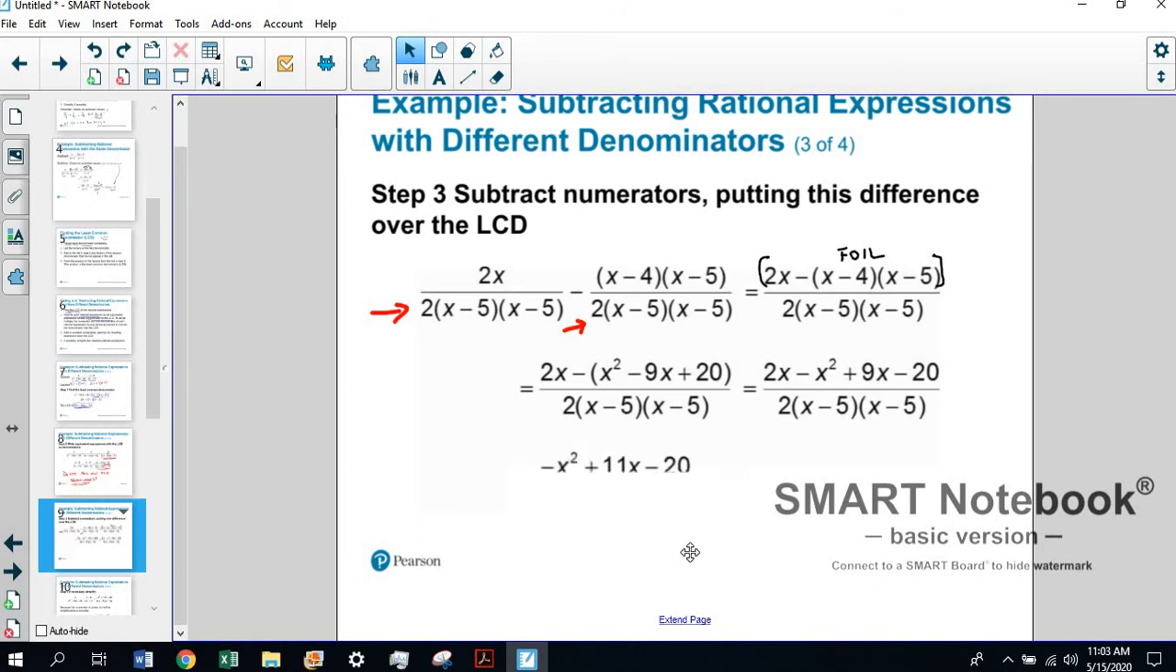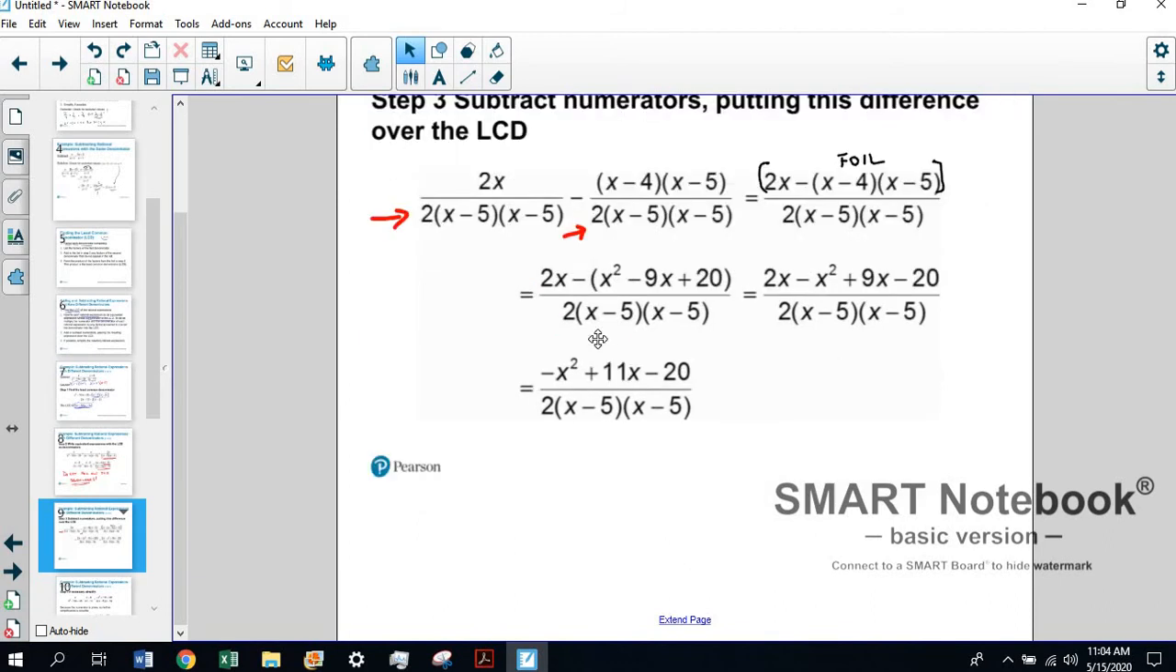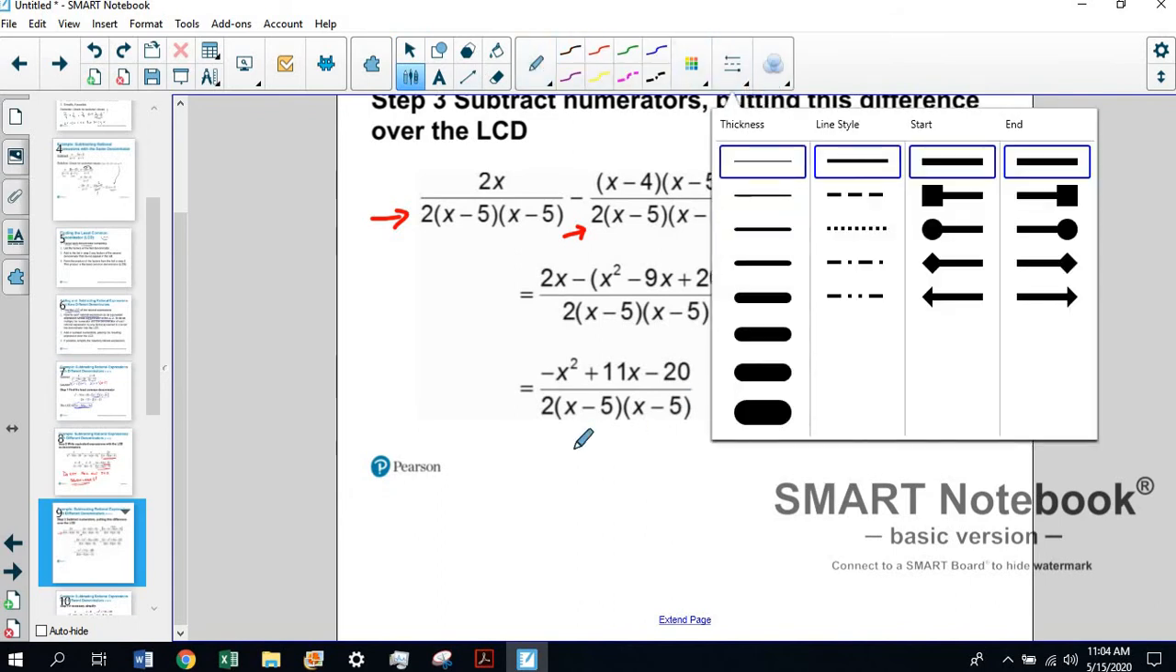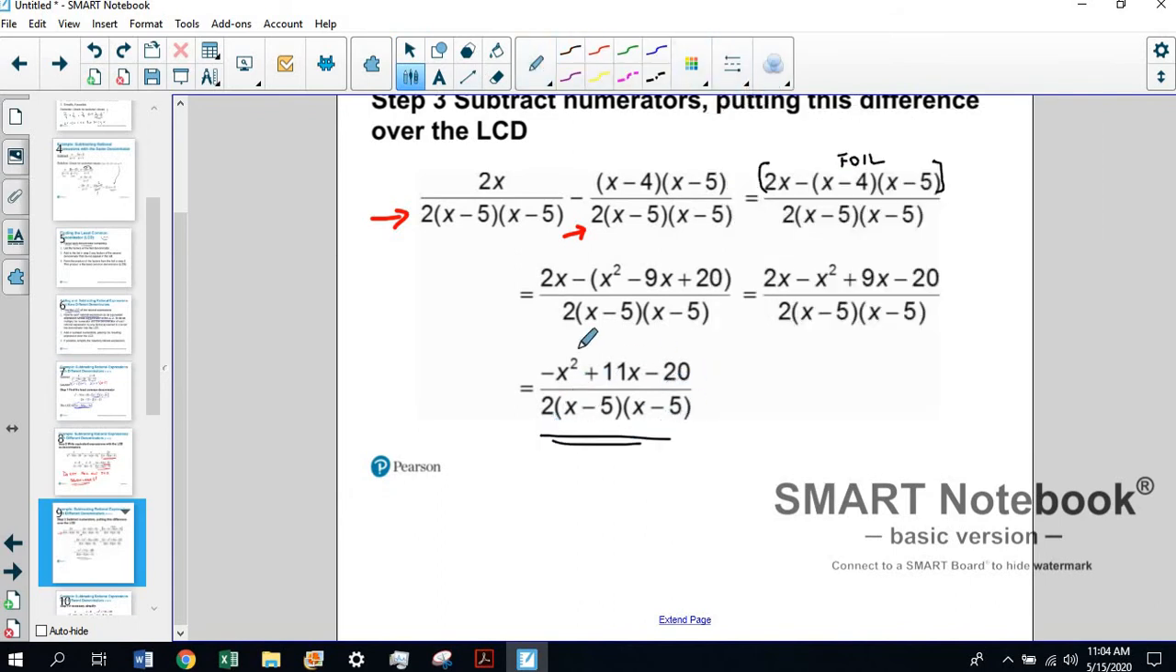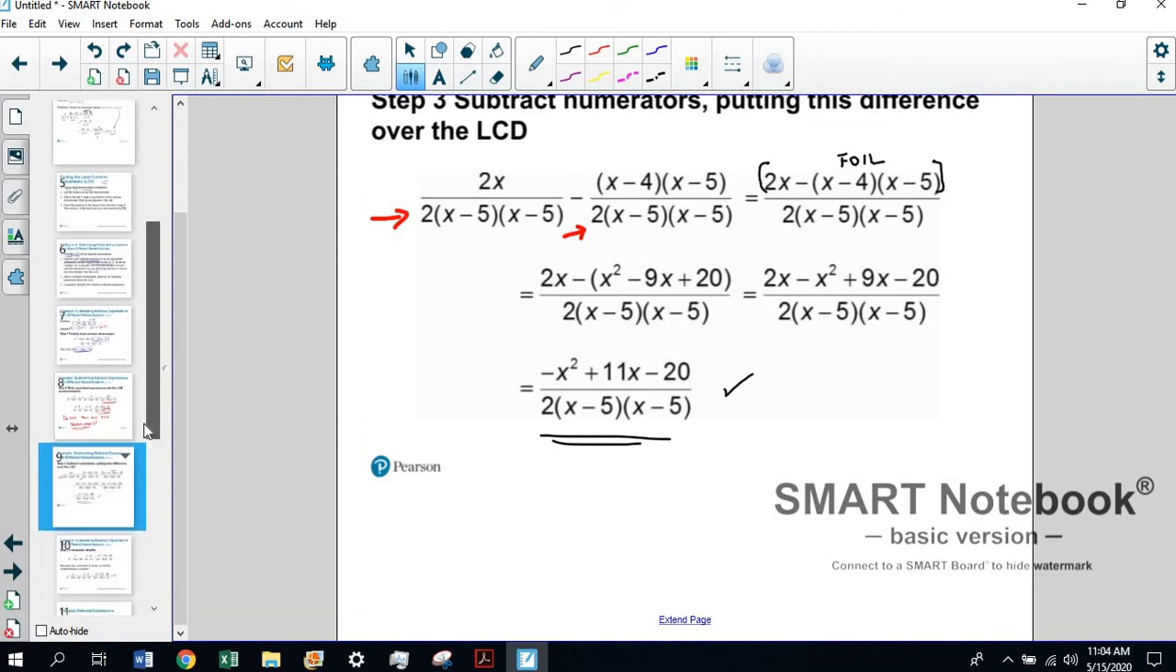All right, and then what happens? You combine the x's, you put the x squared out front, and you get negative x squared plus 11x minus 20. This does not factor at all, and so there's no reason to factor it out. If it did factor, then you would want to try to simplify if possible. And that's the final answer. All right, so it's perfectly good, perfectly legit to leave it like this. The bottom factored, the top not factored. That's totally fine. This is the final answer and works great, okay?